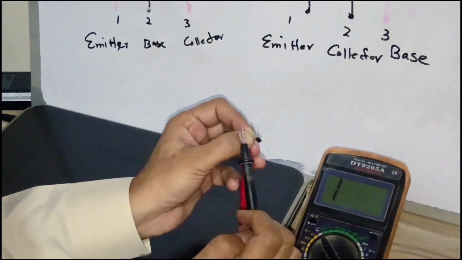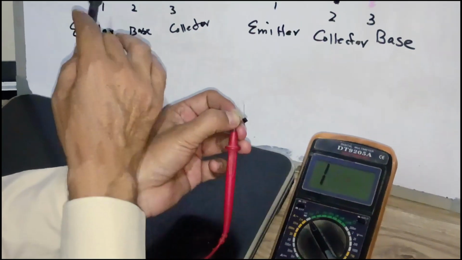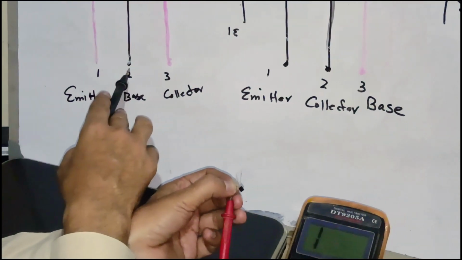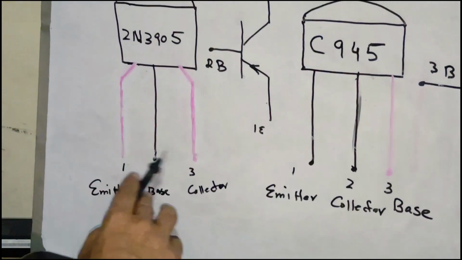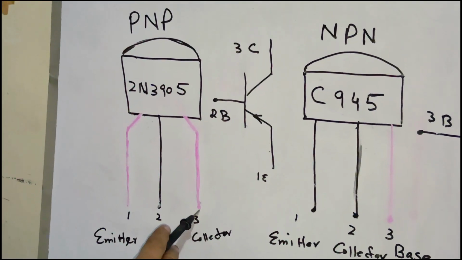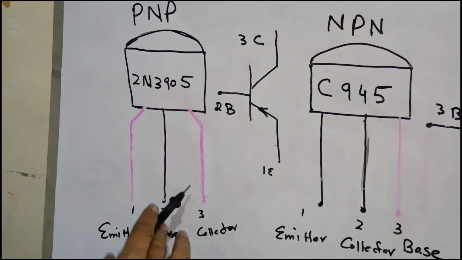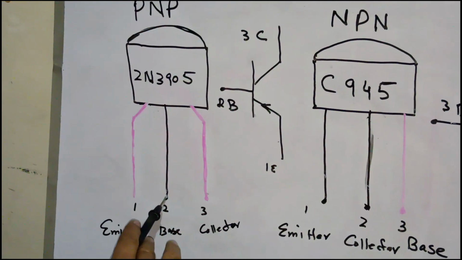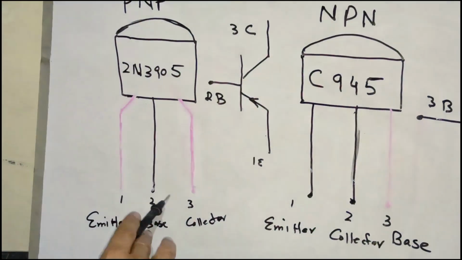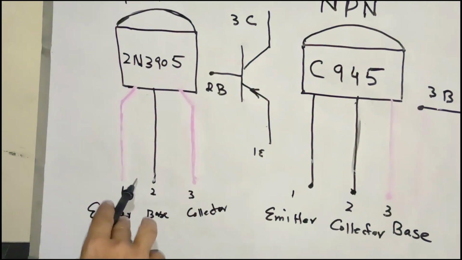For a PNP transistor, it is just the reverse of the process. With the base, we connect the negative terminal, and the other side we connect to the positive red probe. It will show the resistance as we saw earlier. And if we reverse the process, if we connect positive to terminal number 3 and negative to the other, it will not show any resistance.